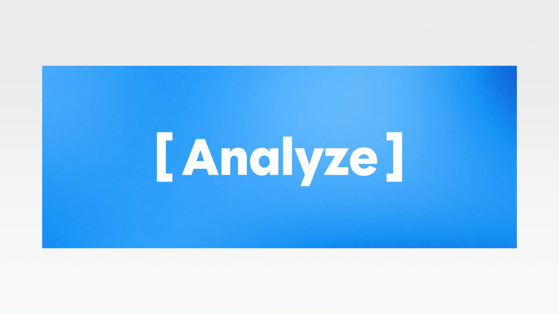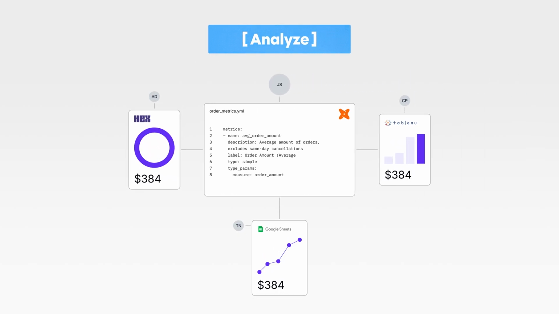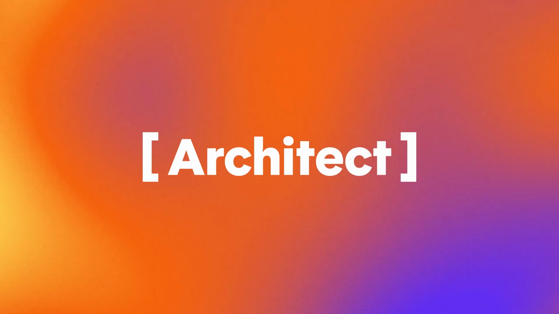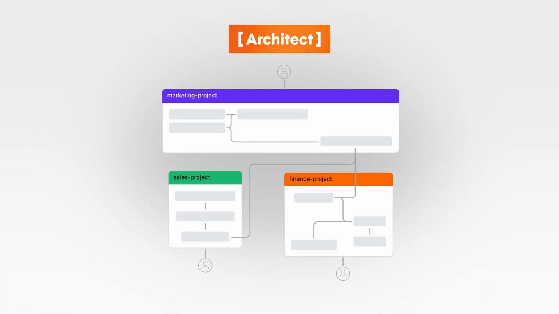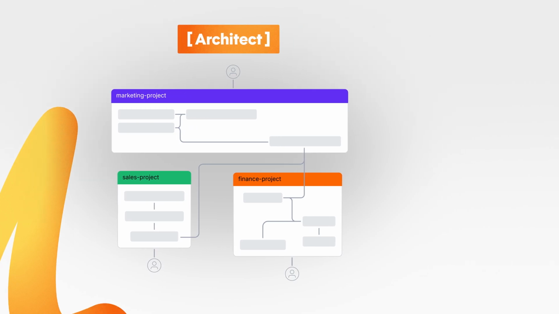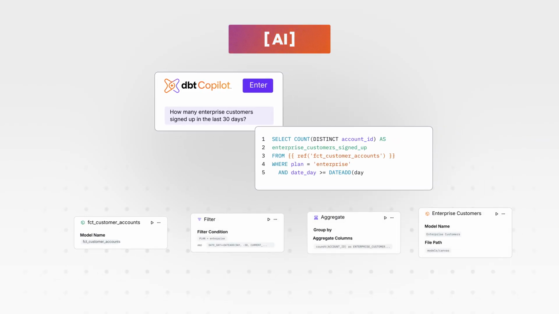Deliver consistent, governed metrics to any user or LLM with a built-in semantic layer. Maintain governance and optimize costs by enabling domain teams to manage their own pipelines across projects and platforms through mesh architecture. And it's all accelerated with context-aware AI that sits at the core of the platform.